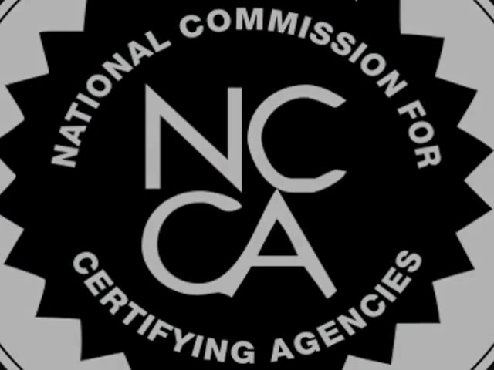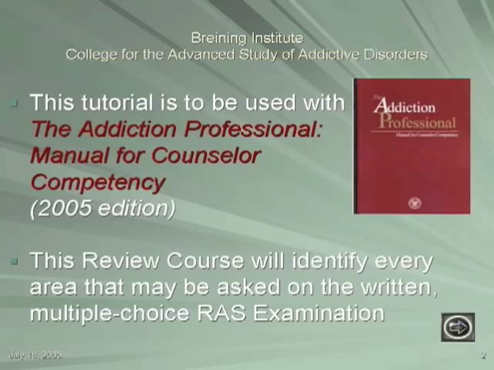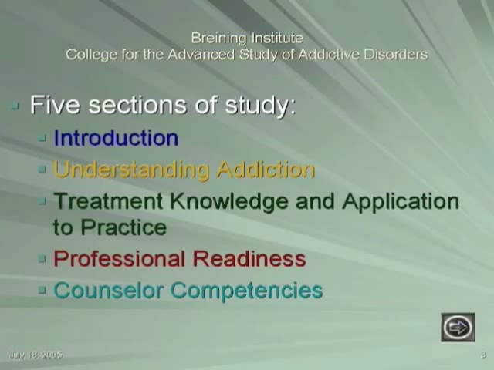So let's get started. This tutorial is meant to be used with the Addiction Professional Manual for Counselor Competency. The review course will cover every item that may be asked on the written multiple choice RAS examination. This review course is split up into 5 different sections or areas of study. The first area, Understanding Addiction, includes history and overview of addictions. The second section, Treatment Knowledge, and third section, Application to Practice, discuss the actual components and different types of addictions.